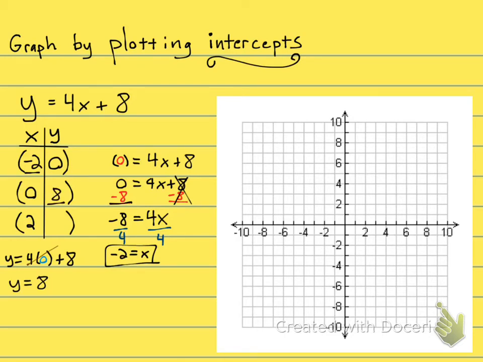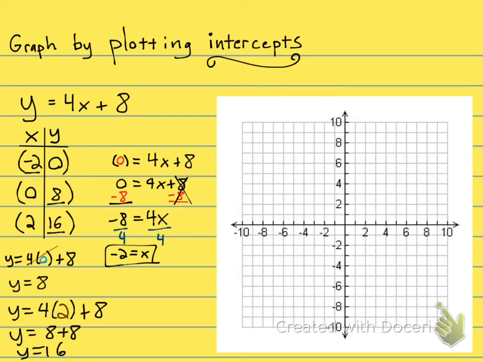And now let's do the test point. Let's plug in a 2, and I decided to plug a 2 in for x. It's in the x column. So y equals 4x plus 8. I'm plugging in a 2 in place of the x. Y equals 4 times 2 is 8. 8 plus 8 is 16. Okay, so my test point is greater than 10, but that's okay. I think I can still use that.